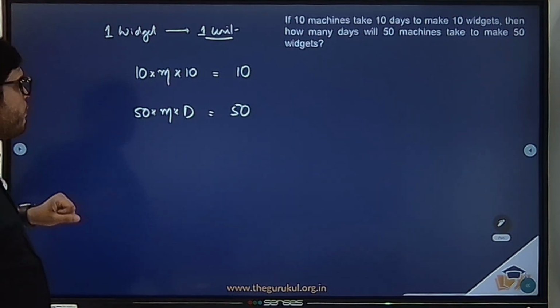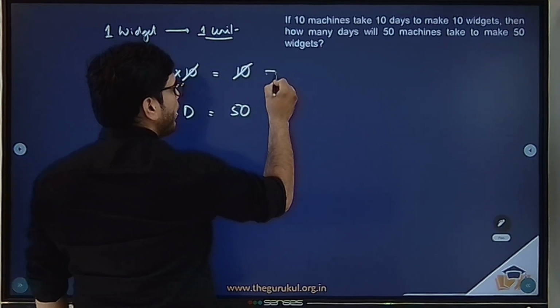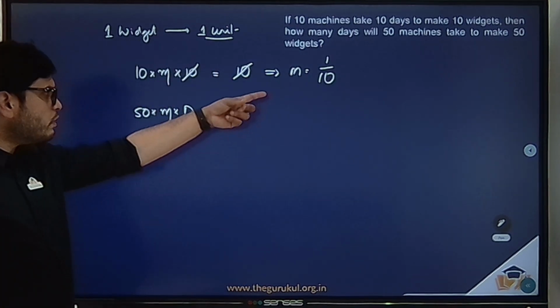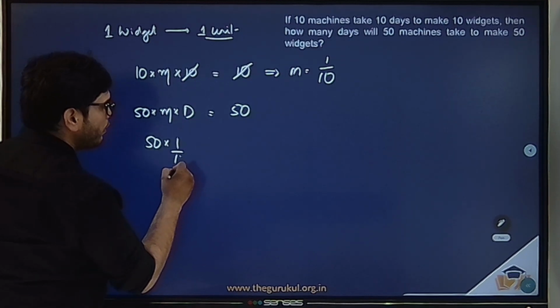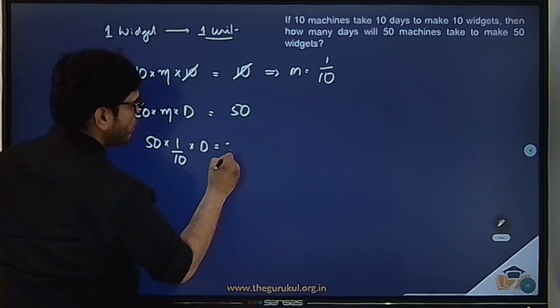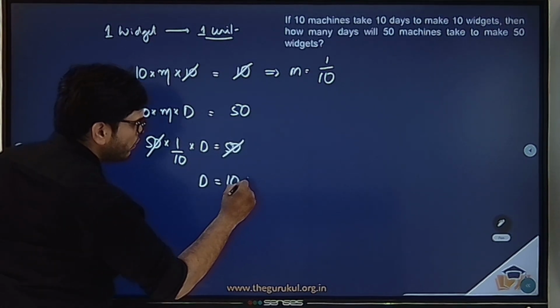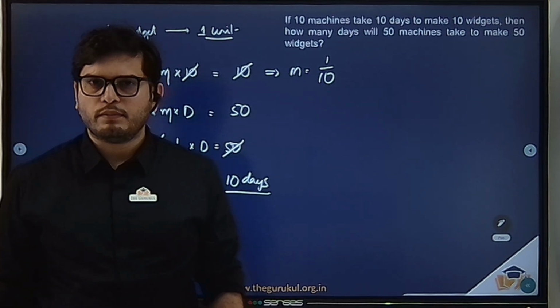Now first, let's find the value of m from first equation. I can cancel these two and m will be equal to 1 by 10. Now let me substitute the value of m here. So 50 into 1 by 10 into D is equal to 50. So these two will get cancelled, or D is equal to 10 days. So the answer for this question should be 10 days.